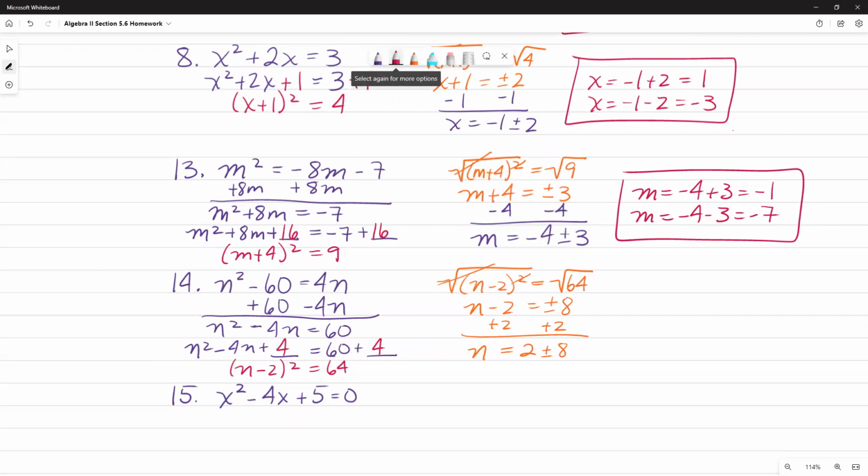And now we solve. So n equals 2 plus 8, so that's 10. And n equals 2 minus 8, which gives us a -6.